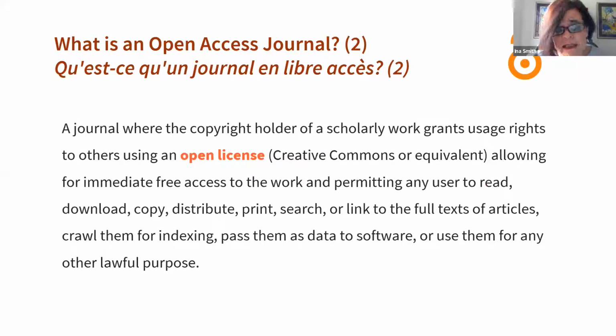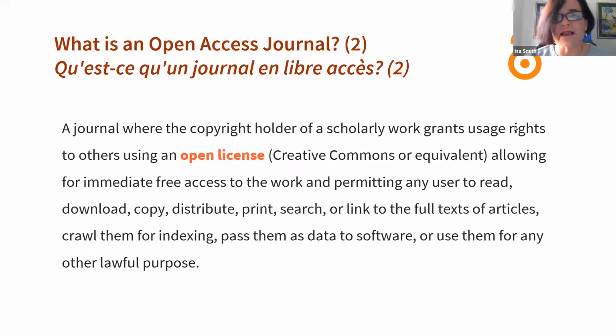The DOAJ defines an open access journal as a journal where the copyright holder of a scholarly work grants usage rights to others using an open license. Creative Commons is a common license applied by many open access journals, allowing for immediate free access to the work and permitting any user to read, download, copy, distribute, print, search, or link to the full text of articles, crawl them for indexing, pass them as data to software, or use them for any other lawful purpose. And of course, citation applies.